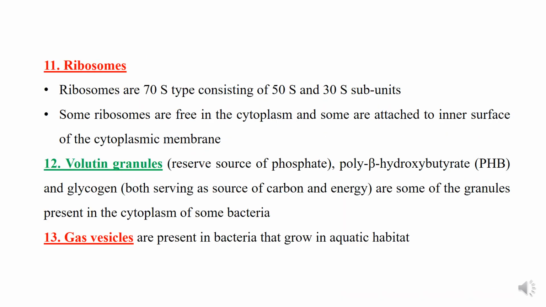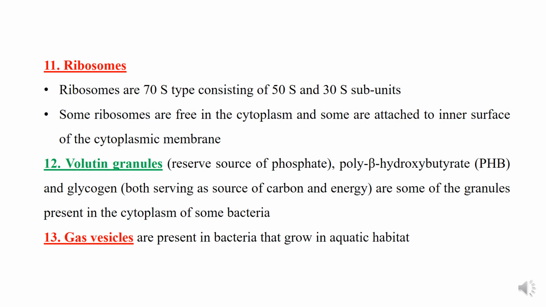Ribosomes of the prokaryotes are generally 70S type, consisting of two subunits, the 50S and 30S subunits. Some ribosomes are free in the cytoplasm, and some are attached to the cytoplasmic membrane. Mainly they are responsible for protein synthesis.